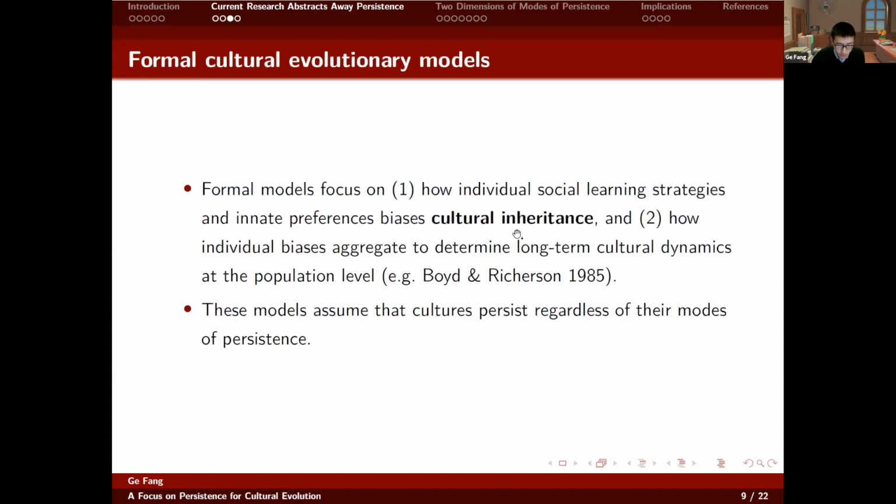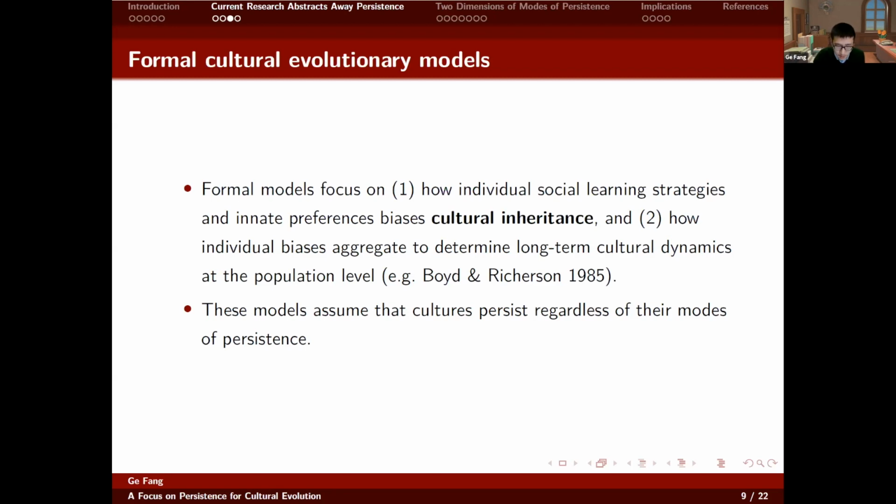Another popular approach is to construct formal models for cultural evolution. These studies focus on how individual social learning strategies bias cultural inheritance and how individual biases aggregate to determine long-term cultural dynamics at the population level. All the formal models can be read as abstracting away modes of cultural persistence.